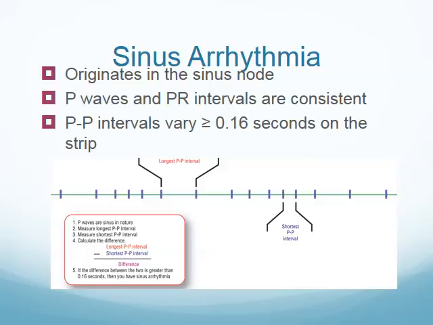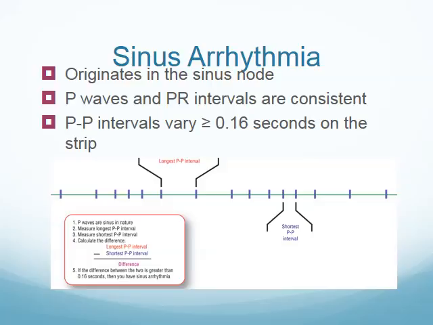Our sinus arrhythmia originates in the sinus node still. The P waves and PR intervals are still consistent, but the P to P interval varies greater than 0.16 seconds, or 4 small boxes on the strip. So we'll look at some examples here.